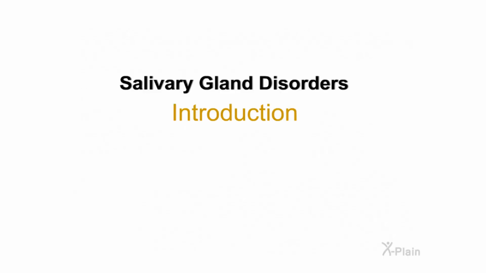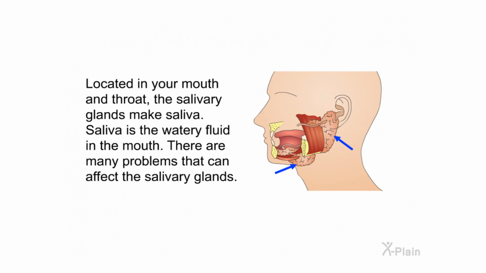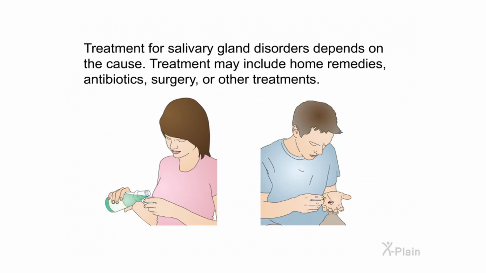Salivary gland disorders. Introduction. Located in your mouth and throat, the salivary glands make saliva. Saliva is the watery fluid in the mouth. There are many problems that can affect the salivary glands. Treatment for salivary gland disorders depends on the cause. Treatment may include home remedies, antibiotics, surgery, or other treatments.